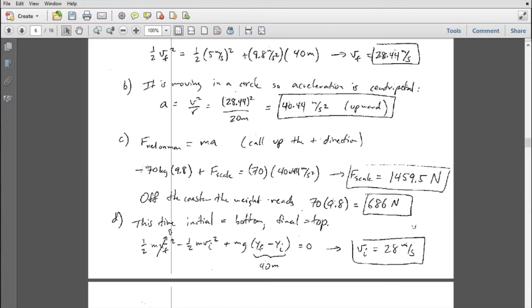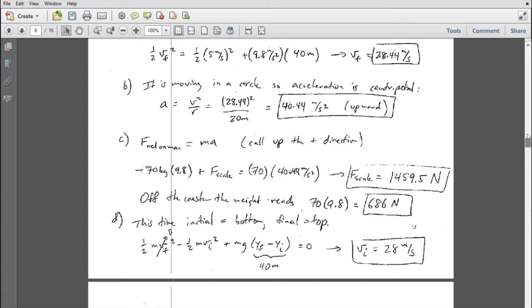Similarly, off the roller coaster, the only thing that changes about this problem is that the acceleration is 0 on the right-hand side, so the scale just reads, of course, a smaller number. You feel heavier. Your apparent weight is bigger at the bottom of the loop, so we're somewhat close to about half the weight reading, which is the true weight of the person off of it.